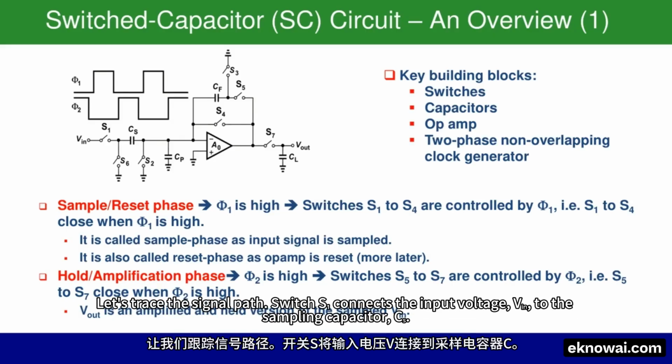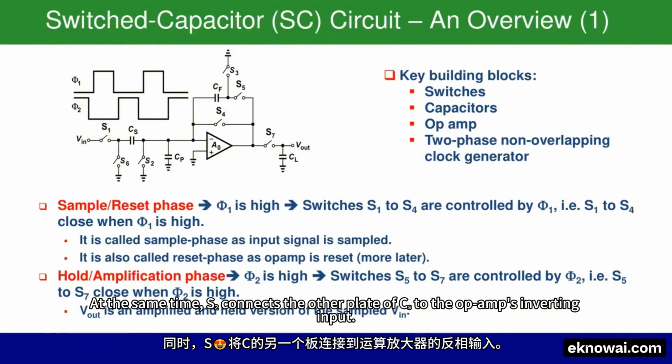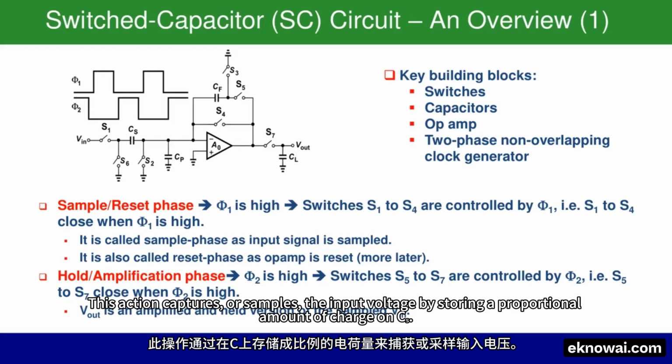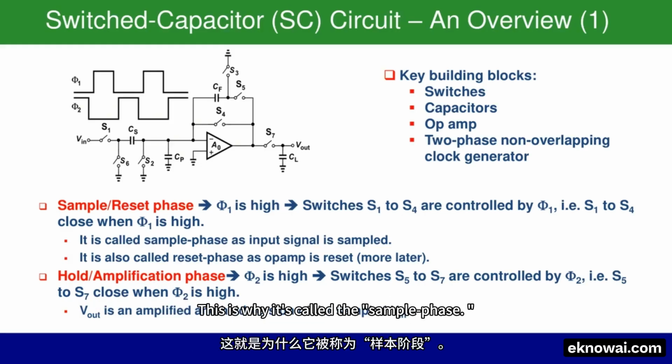Let's trace the signal path. Switch S1 connects the input voltage Vin to the sampling capacitor Cs. At the same time, S2 connects the other plate of Cs to the op-amp's inverting input. This action captures, or samples, the input voltage by storing a proportional amount of charge on Cs. This is why it's called the sample phase.